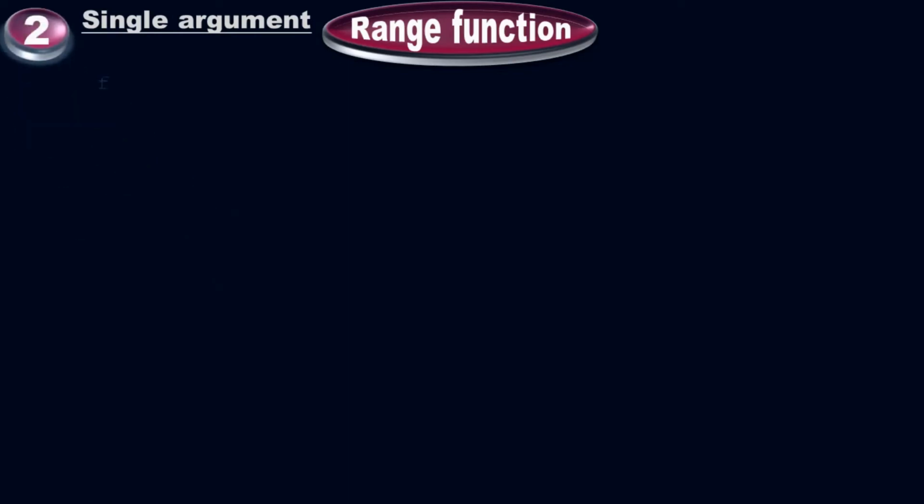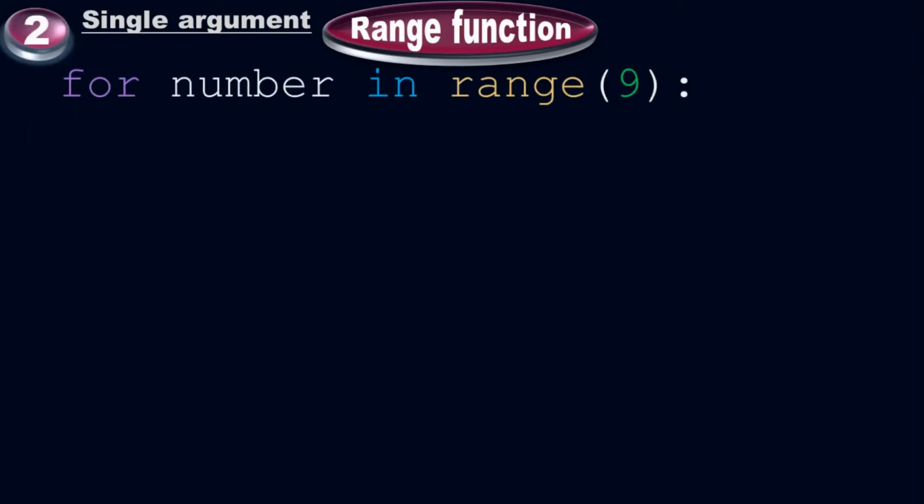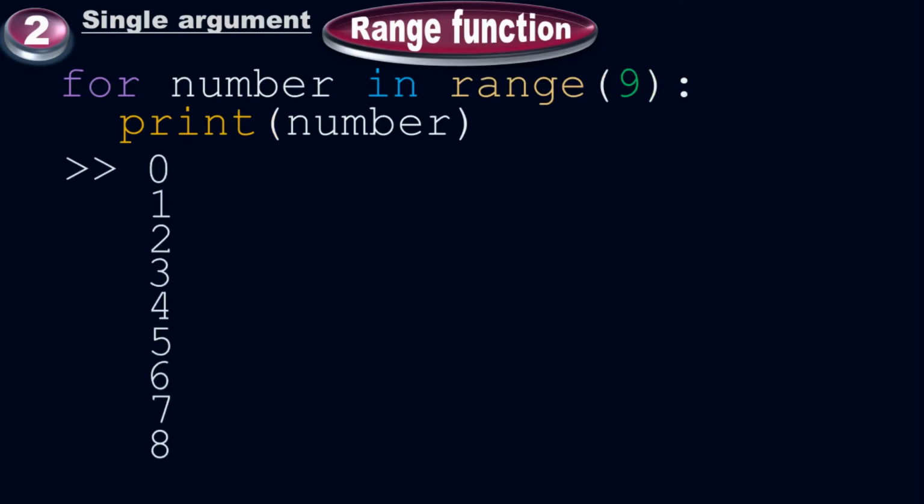Example number 2. For number in range of 9, print of number. Run the program, you will get 0, 1, 2, 3, 4, 5, 6, 7, 8. This is the output. Again, we used the for loop here. Now look at here, we have a total of 9 items. Range of 9 means 9 items. So it is a single argument. We have passed a single argument inside the range function. That's why we call it the single argument range function.